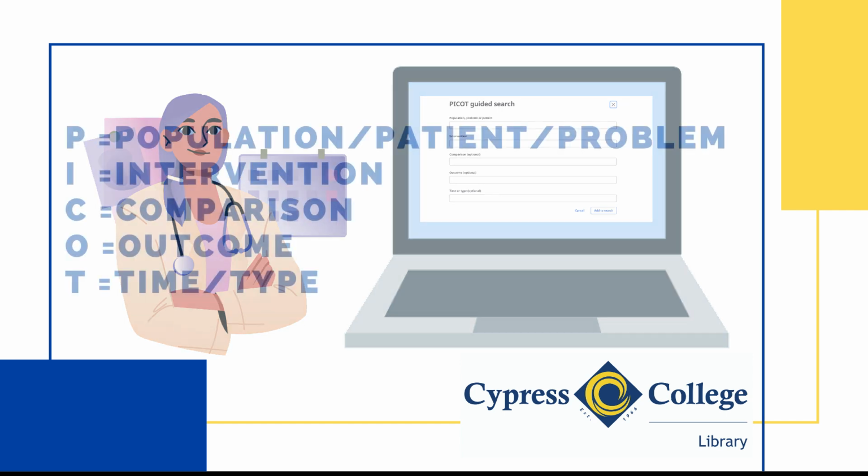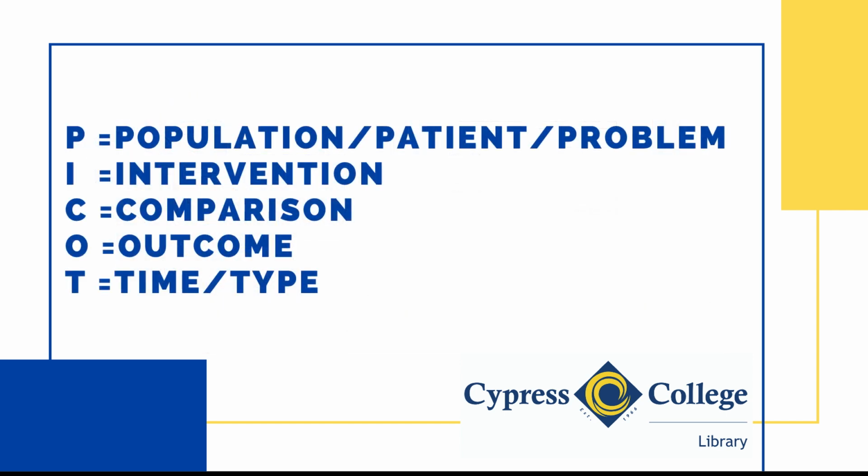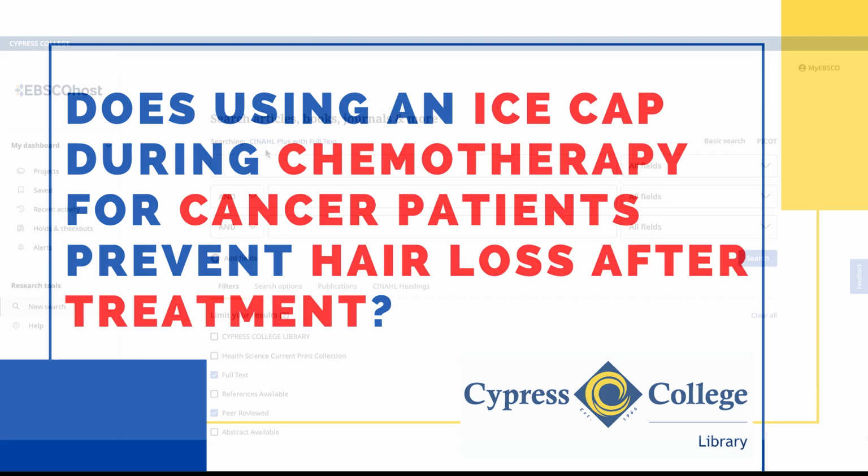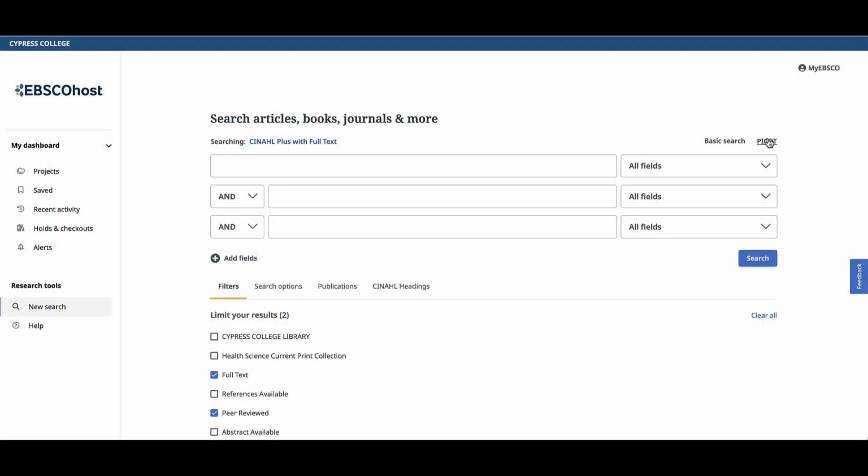PICO stands for Patient, Problem, Intervention, Comparison, Outcome, and Time or Type. Rather than entering your entire clinical question in the database's search box, we can optimize our search by identifying keywords for each of the PICO categories. In CINAHL, click on the PICO Search button to get started.